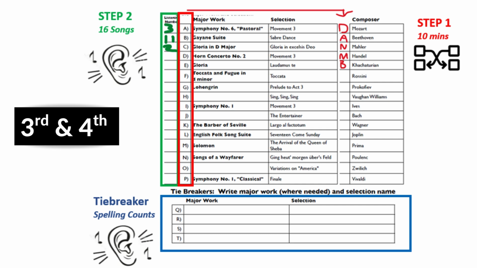The tiebreaker section uses clips 17 through 20. These are highlighted in blue. For each tiebreaker clip, students write the full name of the major work and selection, and spelling counts.